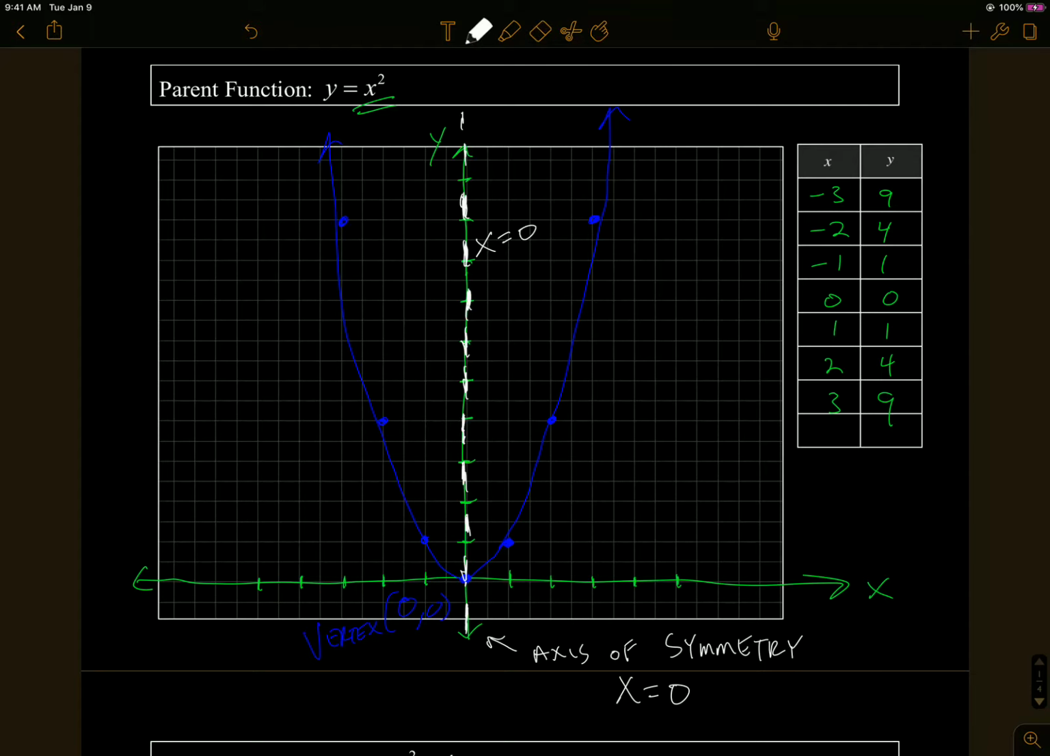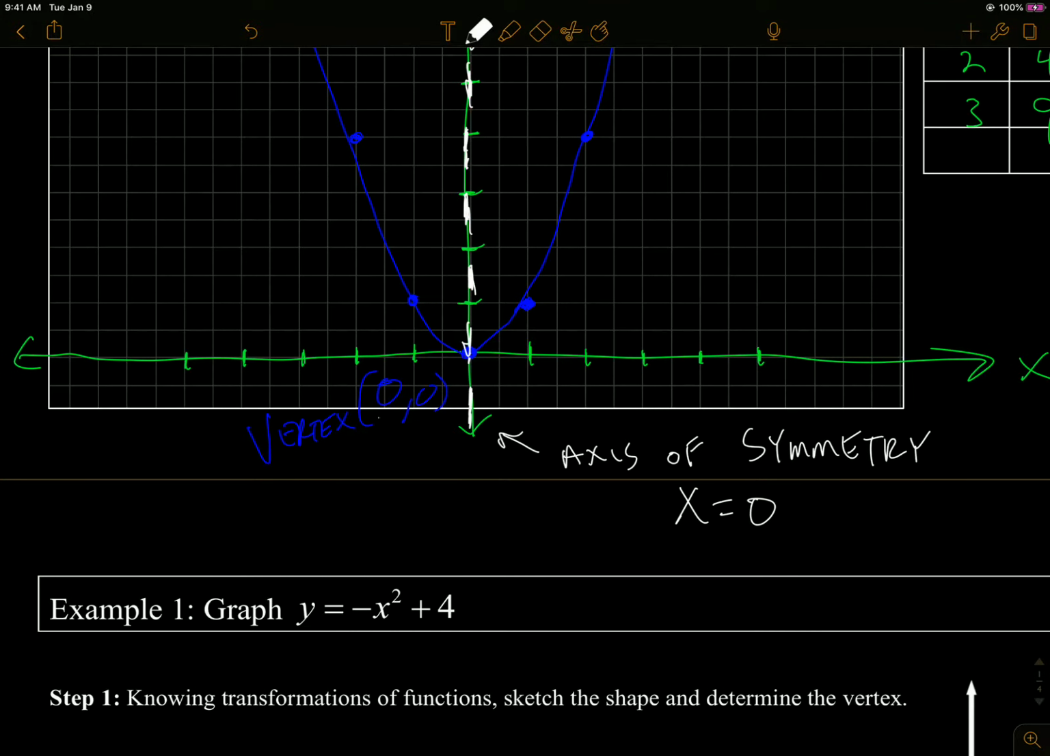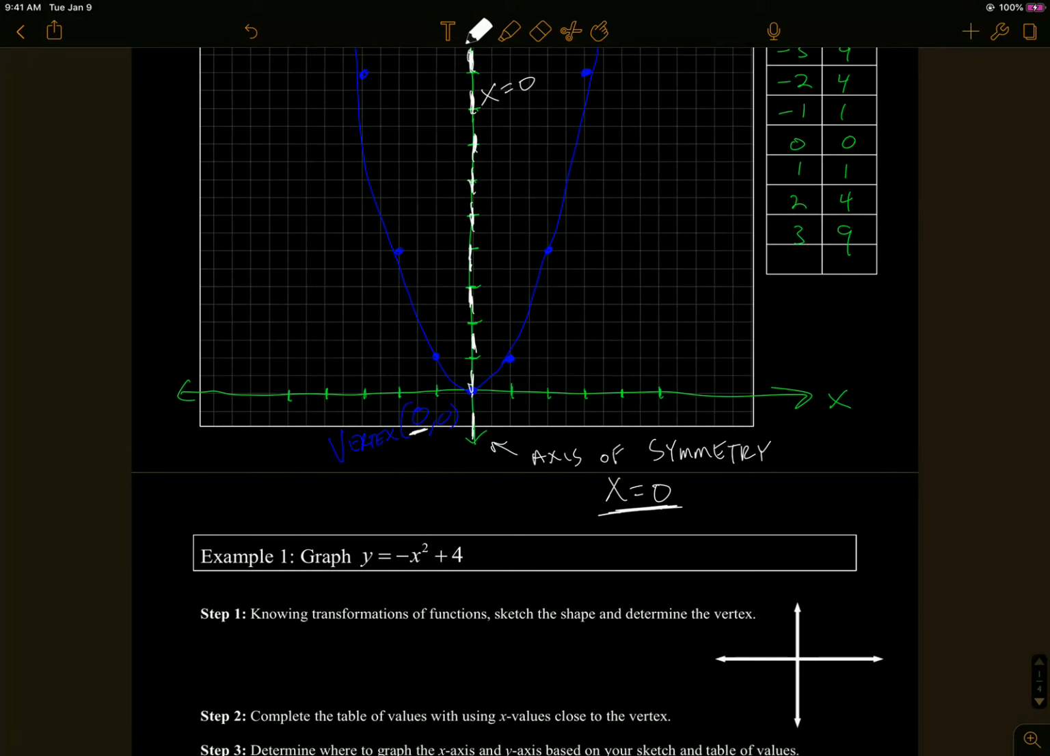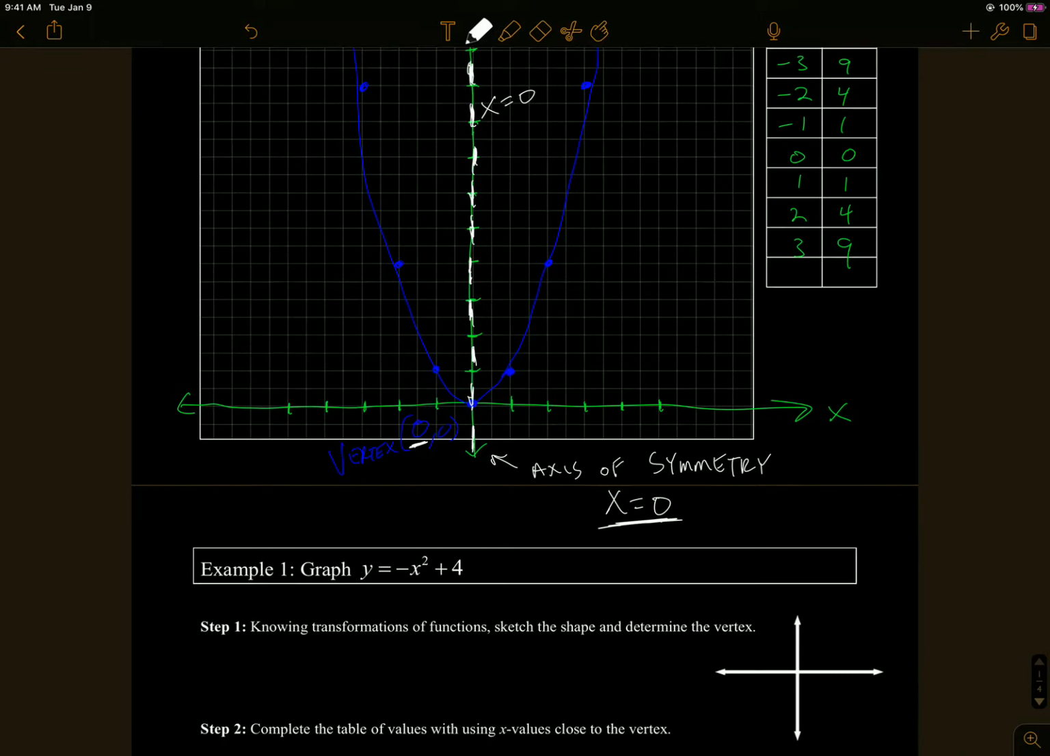The thing to note here, and we're going to use this to our advantage, is that the x coordinate of the vertex is always going to be the same as the number you use in the axis of symmetry. All right, so let's move on.